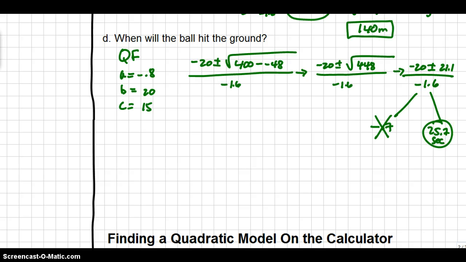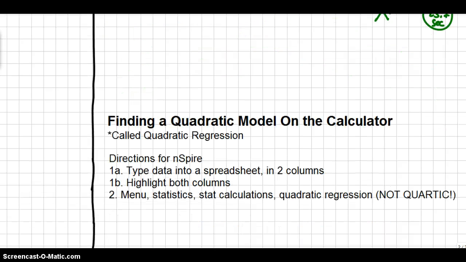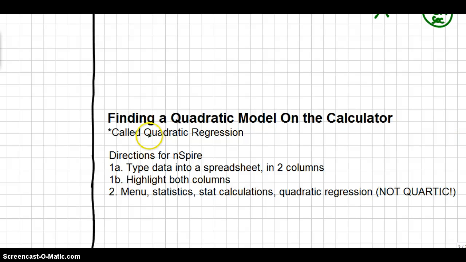Lastly, I want to give students information for quadratic regression. It's the same information as what we did on a previous lesson for both linear and for exponential regression. Steps are the same. The only thing that changes is right here. You want to choose quadratic regression versus the others. Be careful here. There is a quartic available in the list. Make sure you don't choose the wrong one.